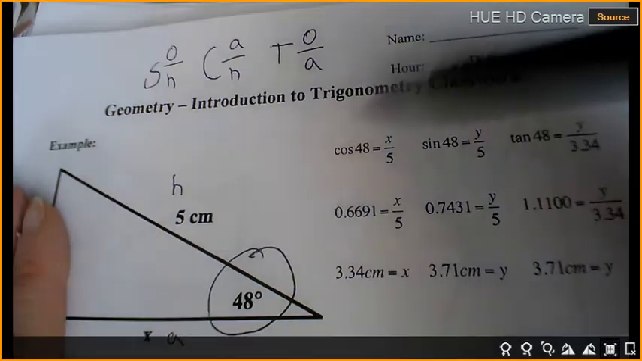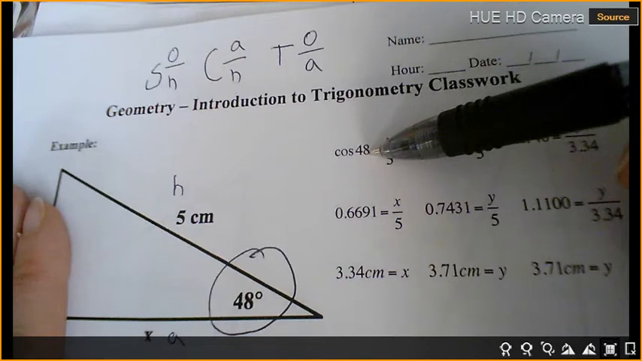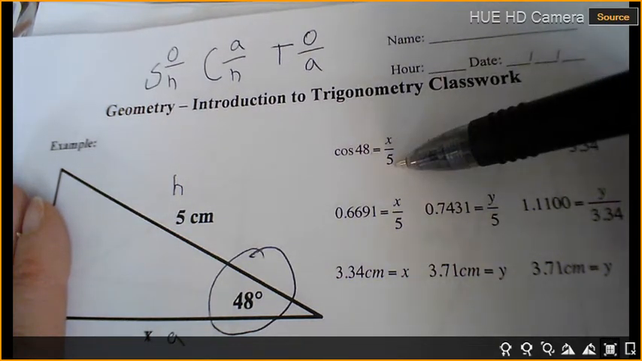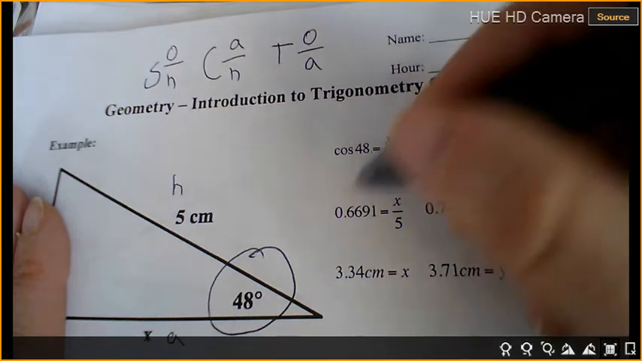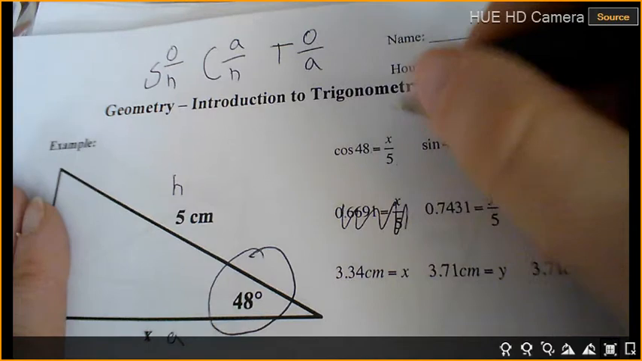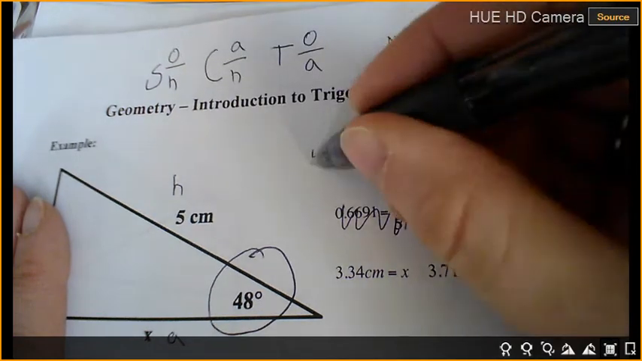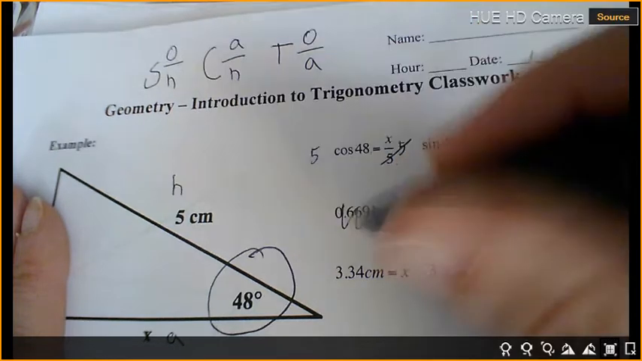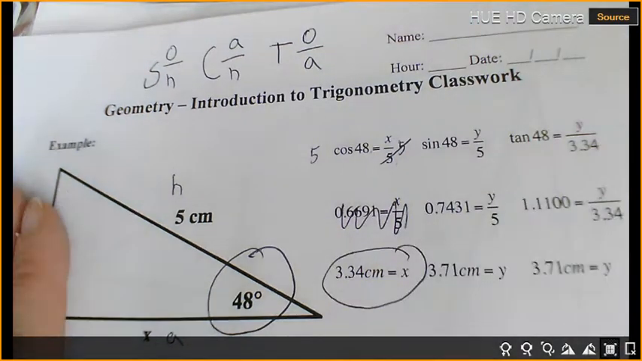So I go cosine of the angle, so cosine of 48, equals the adjacent x over the hypotenuse 5. I like to actually skip this step and just multiply both sides by 5. These cancel, and when I hit 5 cosine 48, I get 3.34 centimeters.